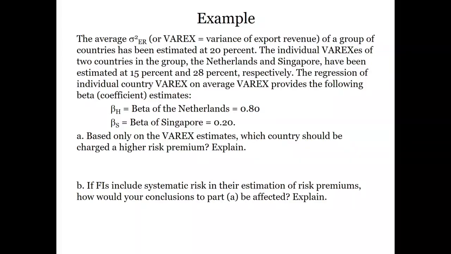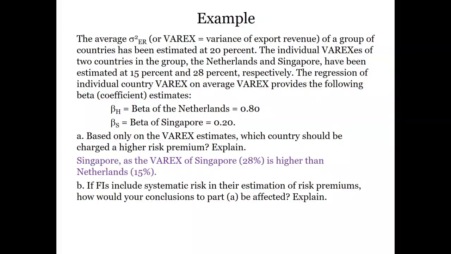So Singapore have a more volatile export revenue, so they have greater chance to default on the loan. Yes. But if we look at other information provided in the question, if we run regression and estimate the correlation between the two countries' variance of export revenue with global average, right? So the beta, Netherlands have a beta of 0.8, Singapore have a beta of 0.2. So how do we interpret this information?